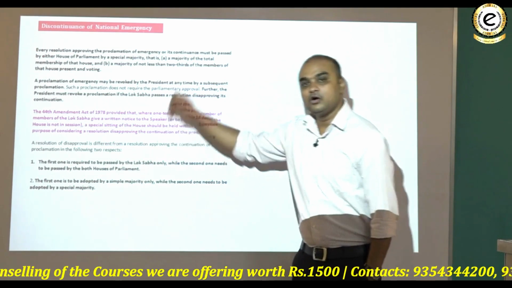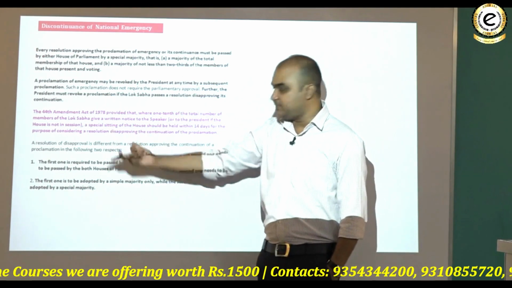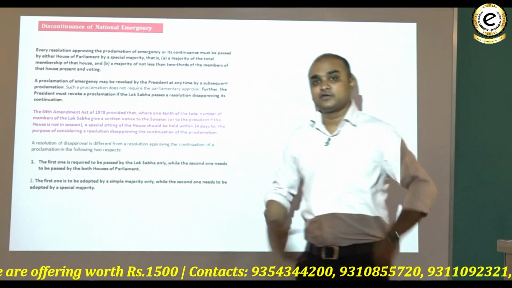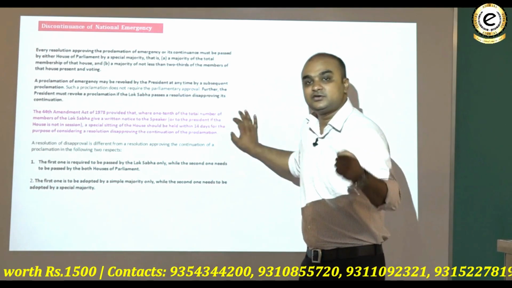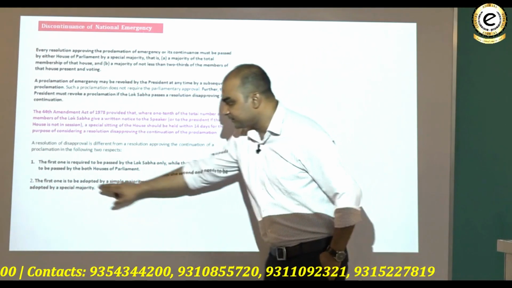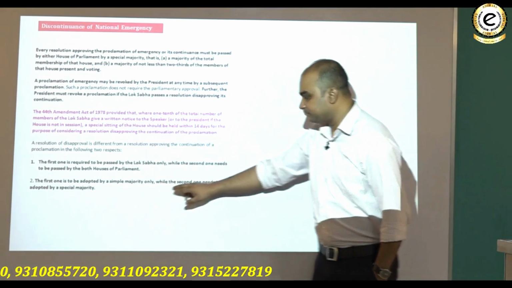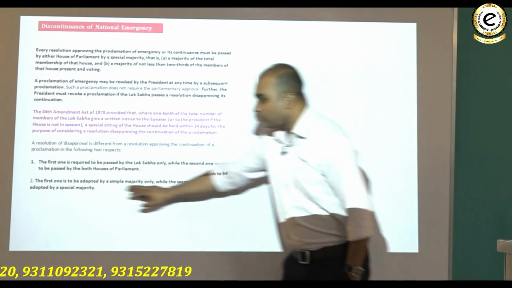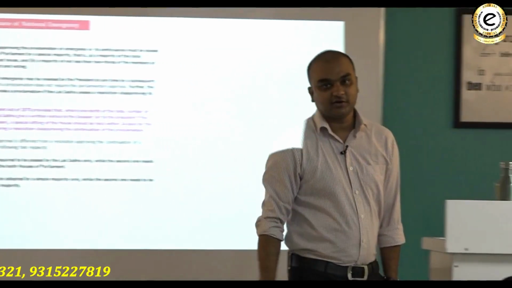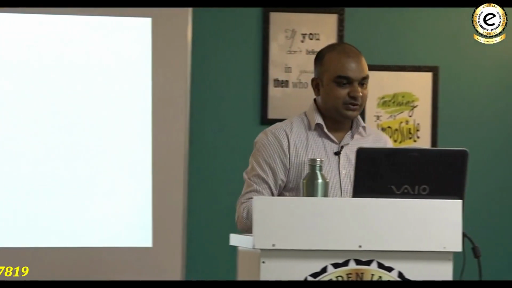For disapproval, only Lok Sabha by simple majority would be enough. Because no majority is mentioned, whenever no majority is mentioned, we deem it to be simple majority. The first one is to be adopted by a simple majority. It means the disapproval thing. While the second one needs to be adopted by a special majority. So that is what you need to keep in mind.